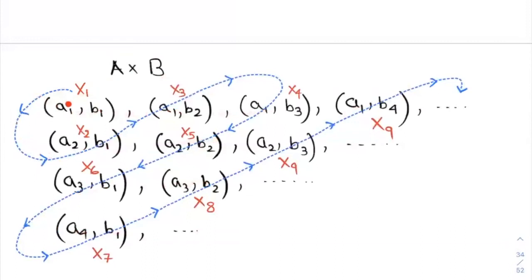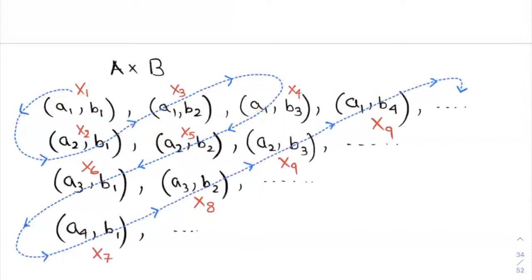So this one I'm going to call x1, and then I'm going to travel to A2 B1, and then to A1 B2, and then change direction at A1 B3, and then move along A2 B2, A3 B1, and then change direction at A4 B1.